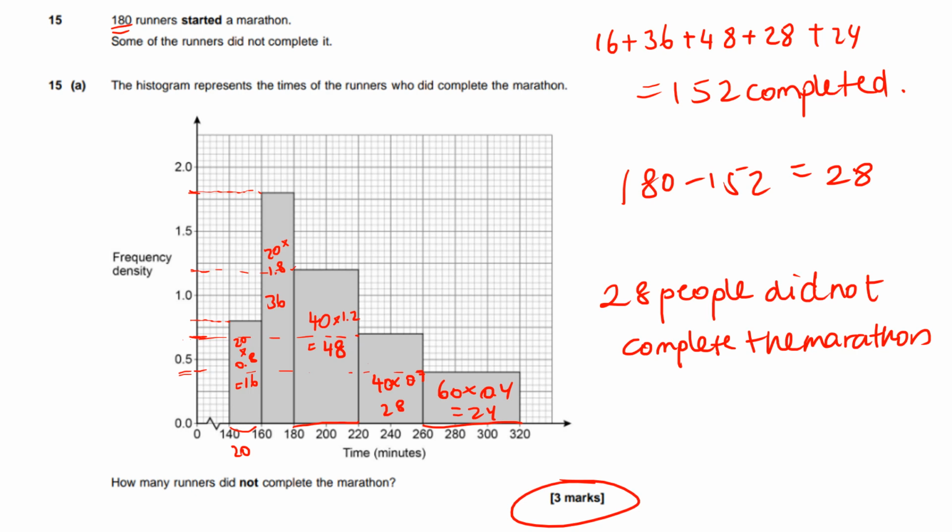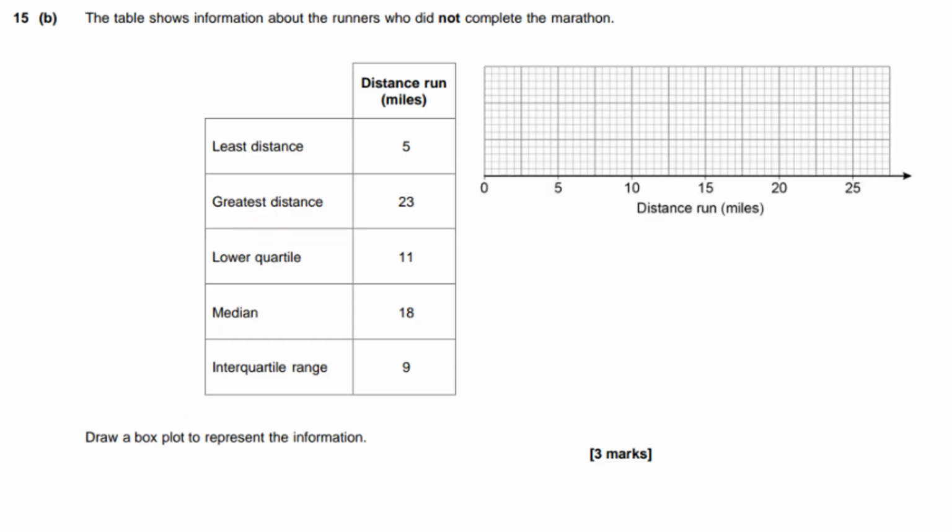And that's how I get 3 marks from this question. Right, question 15b is asking us to draw a box plot. We've got some information given to us from this table, so we're just going to be using it. It says the least distance was 5. That means I'm just going to draw a line here on 5.